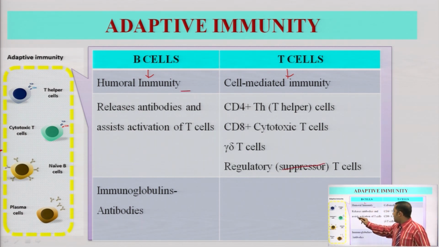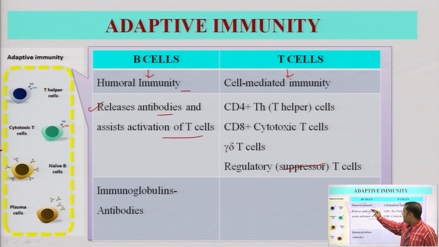So, B cells release antibodies and assist the activation of the T cells. Okay. When lots of antibodies are generated and the bacteria or virus or the pathogen is surrounded by the antibodies, then T cells will get activated, and the killer T cells or cytotoxic T cells will go and destroy. And in this case you should remember the T helper.